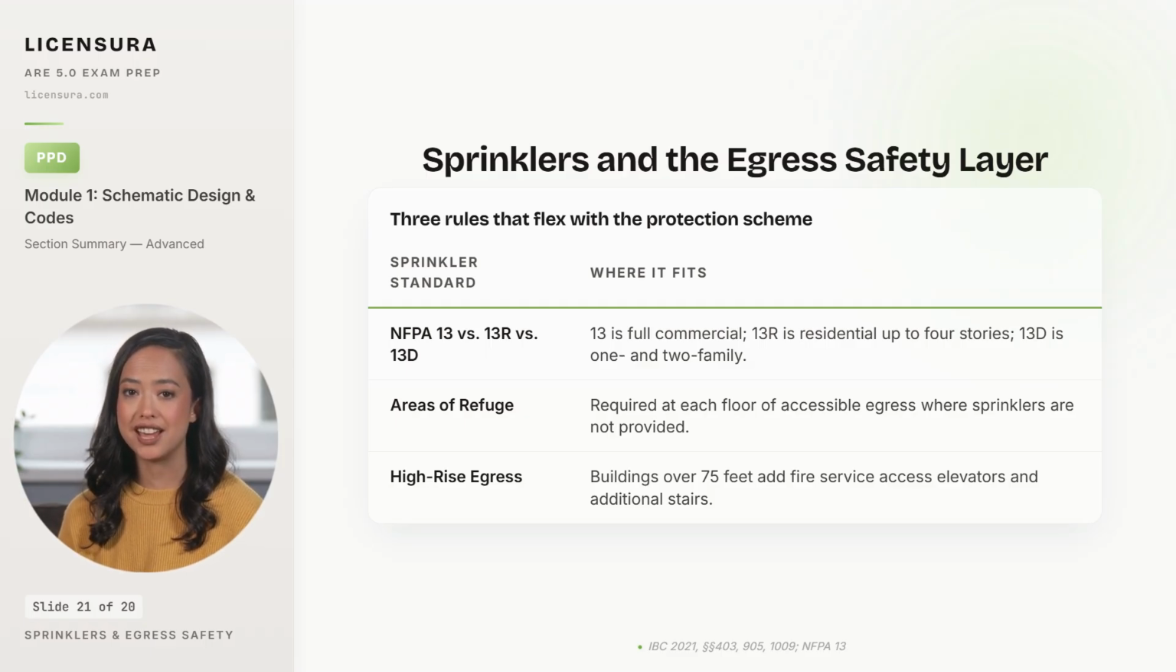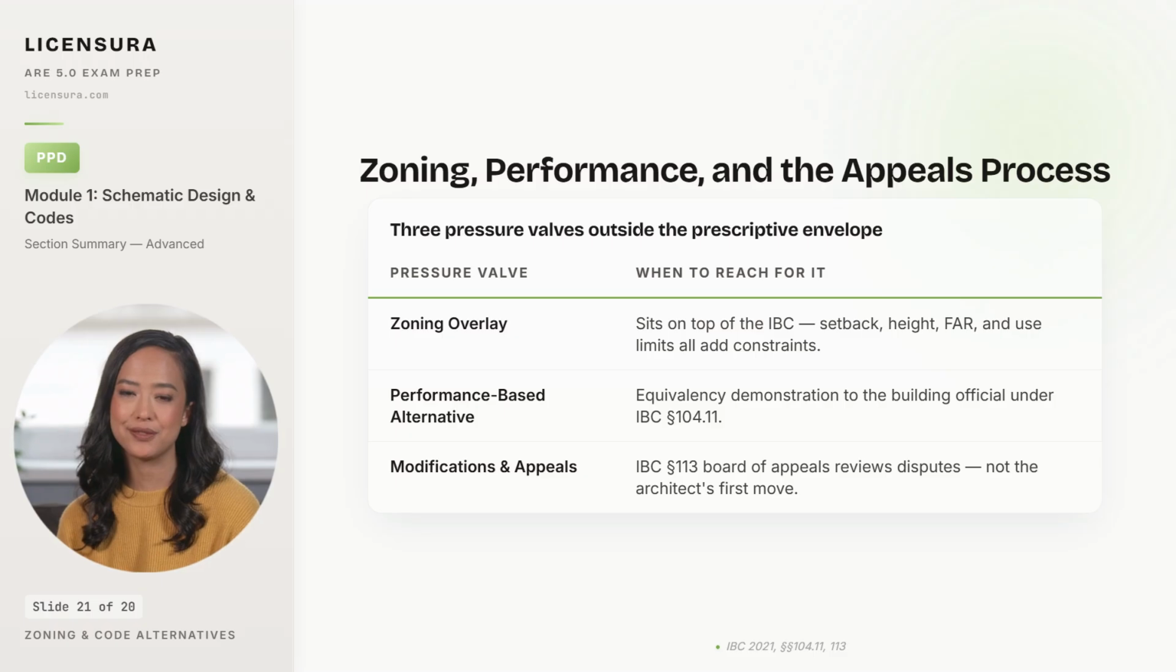Two seams sit outside the IBC itself, the zoning code that constrains the building before code review even starts, and the documented paths when the prescriptive envelope refuses to fit. Three pressure valves live outside the prescriptive envelope. Zoning is the parallel system that constrains the building before code review even begins. Setback distances, height limits, floor area ratio, and use restrictions all run alongside the IBC, and zoning is often the stricter of the two. The architect honors both systems simultaneously, and on dense urban sites, zoning usually drives the envelope more than the building code does.